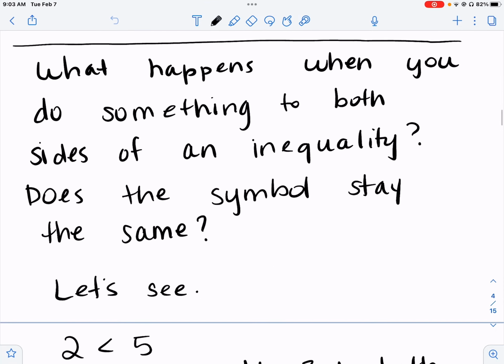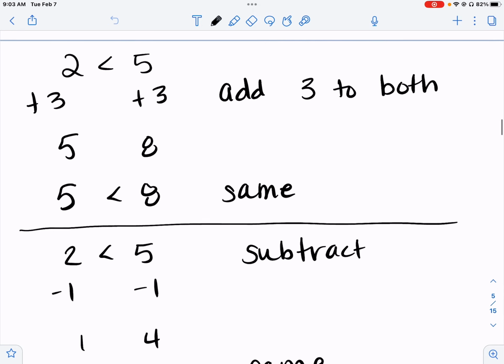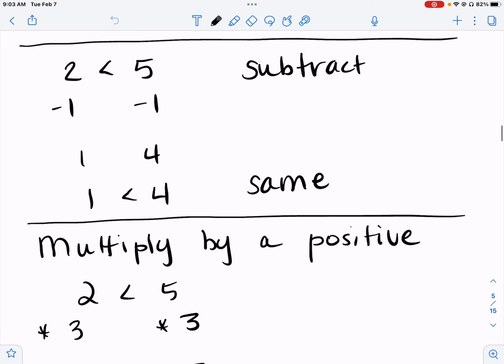What happens when you do something to both sides of an inequality? Does the symbol stay the same? Let's see. 2 is less than 5. If you add 3, you get 5 and 8. 5 is less than 8, so we see it stayed the same. 2 is less than 5. Let's subtract the same number. Subtract 1, we get 1 and 4. 1 is less than 4, so it stayed the same.